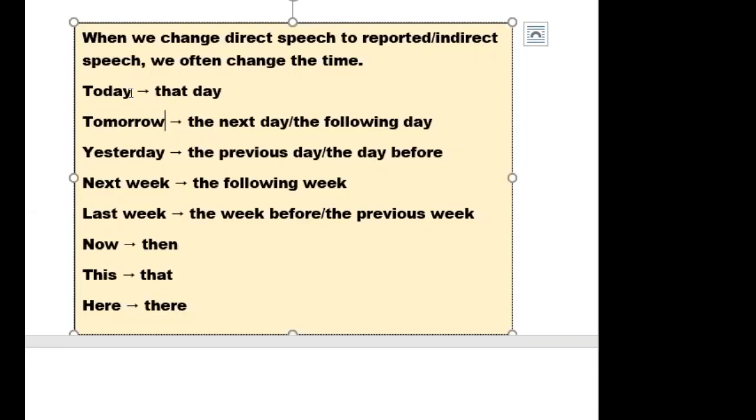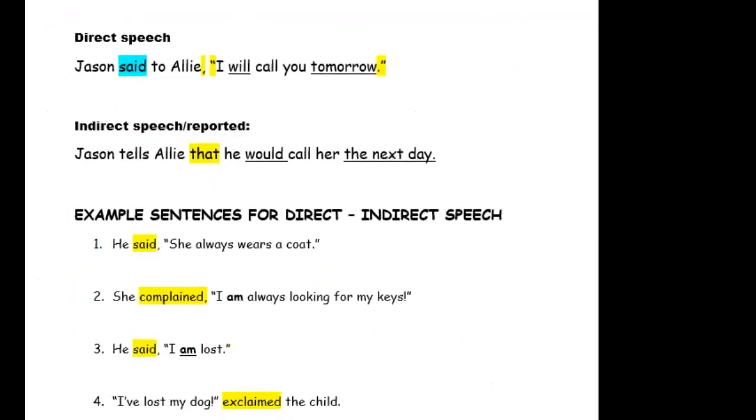The word today becomes that day. Yesterday becomes the previous day or the day before. Next week becomes the following week. Last week becomes the week before or the previous week. Now becomes then. This becomes that. Here becomes there. So these things are very important. This is what you need to remember. Okay, this is the only thing you need to remember here. We're going to be using it all the time.